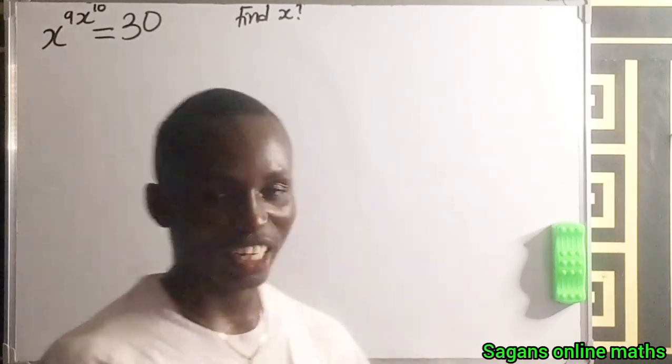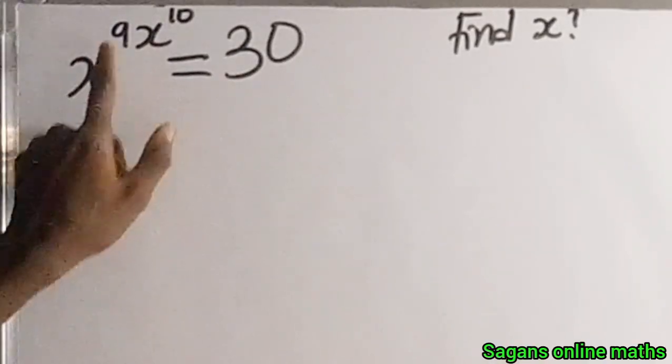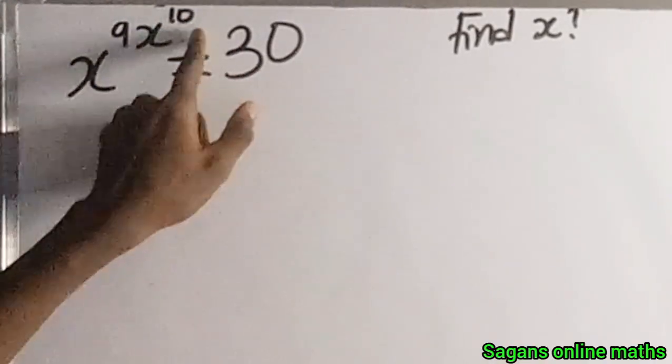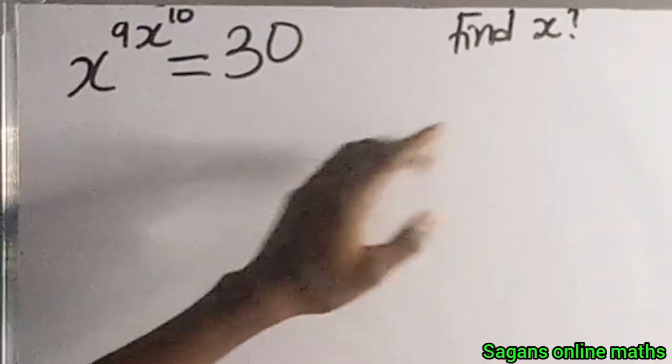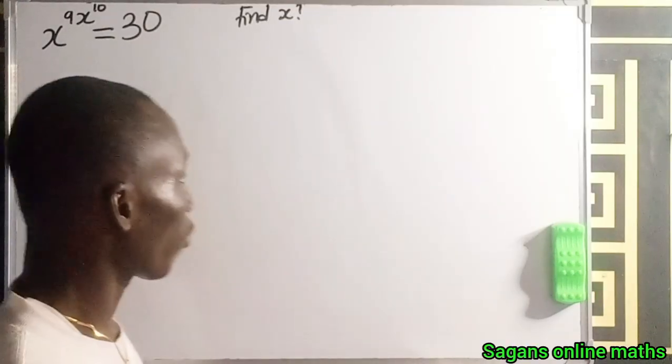Let's solve this question together. Now look at what we are given. We are given that x to the power of 9 multiplied by x to the power of 10 equals 30. We are asked to look for the value of x. Now this question is as simple as what?